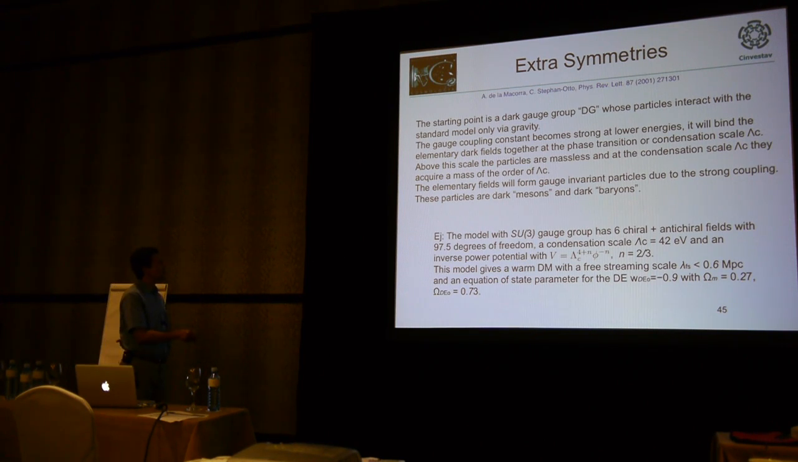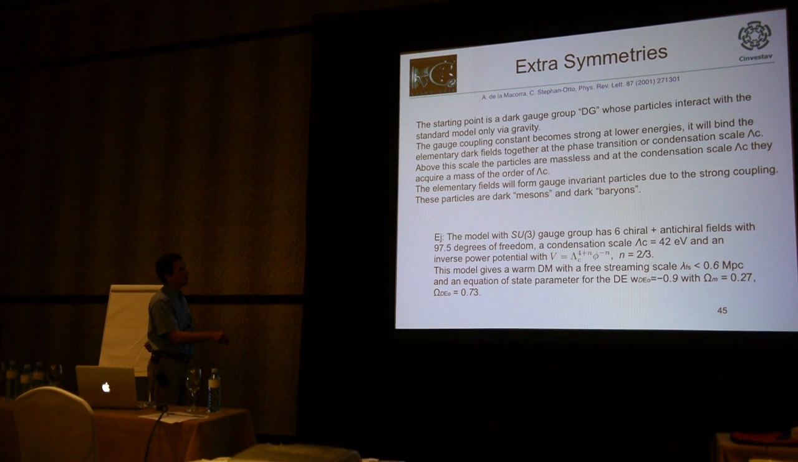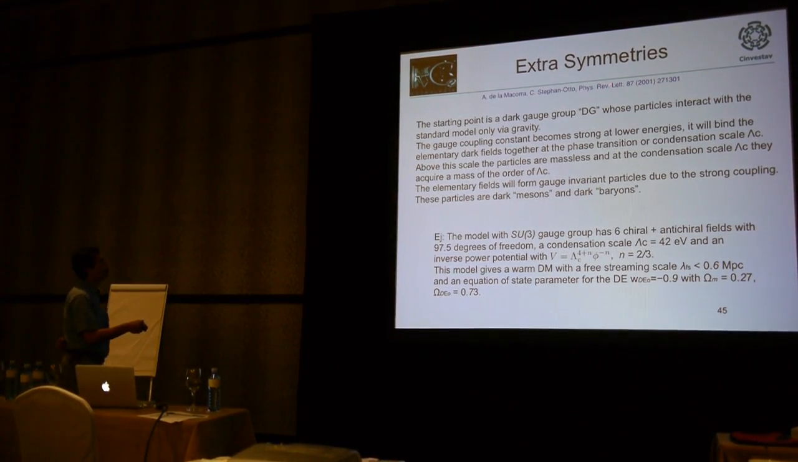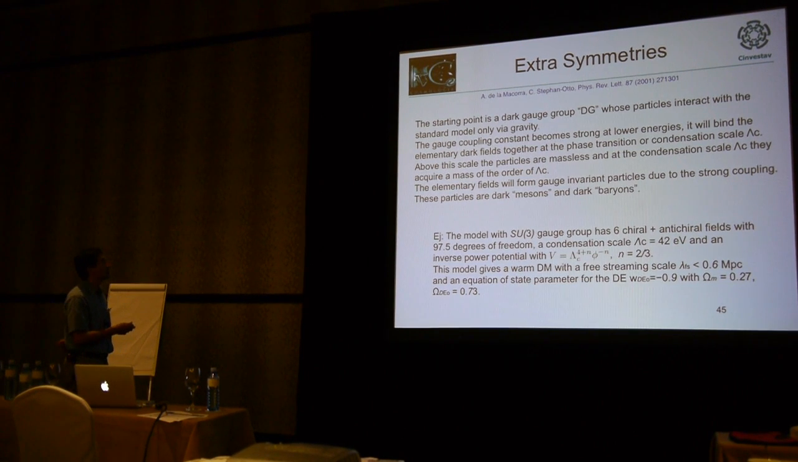This group has 6 chiral and antichiral fields with 97 degrees of freedom, a condensation scale of 42 electron volts, and an inverse power potential for the dark energy given by a power law with n equal to 23. This model gives a warm dark matter with a free streaming scale of 0.6 megaparsecs, and an equation of state of minus 0.9, with the right amount of dark matter and dark energy. Therefore, this very simple model can account for the dark matter. Well, this is one example of extra symmetries.